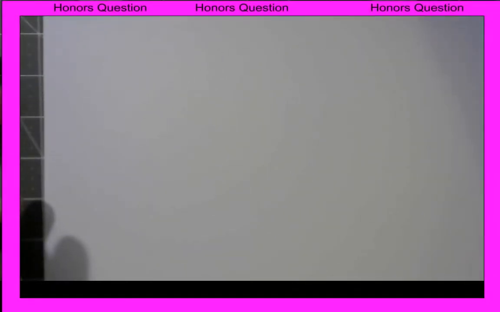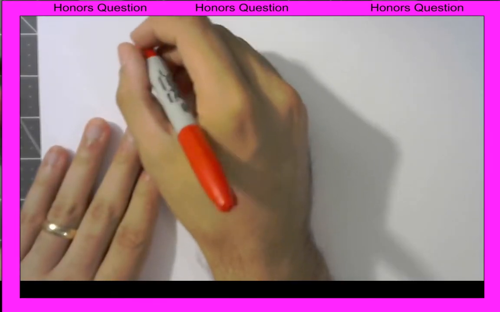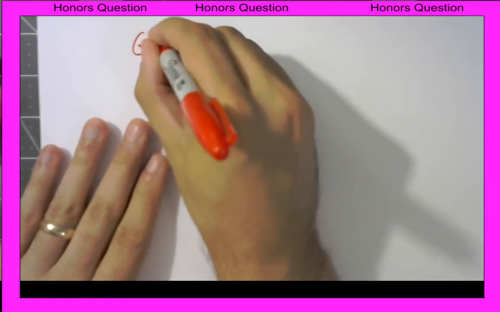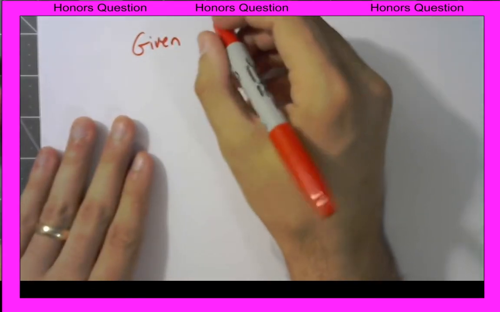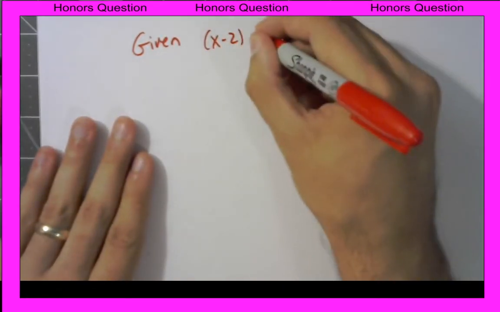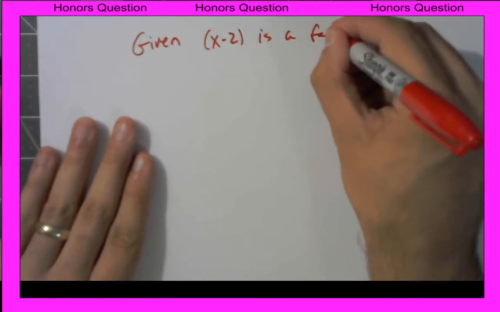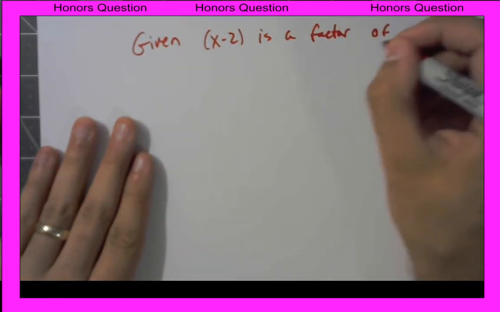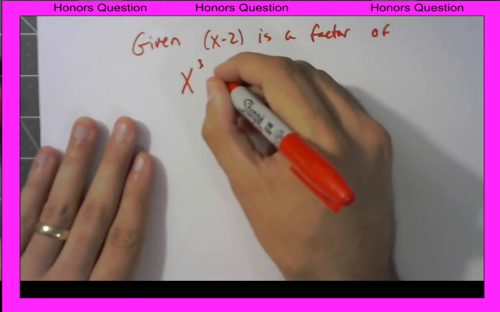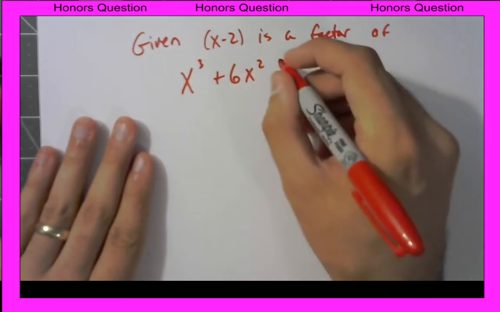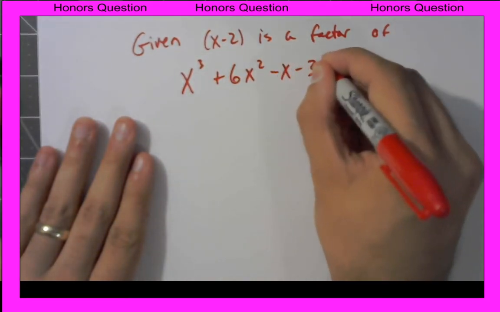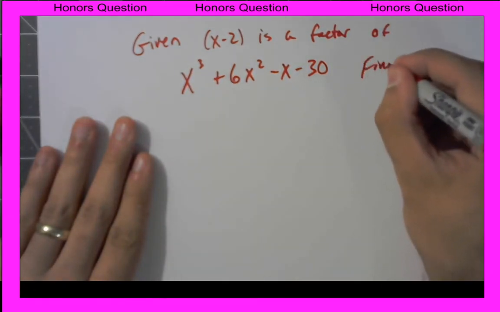So I'm going to do something in the middle of these questions you've asked. Let me turn this on because we're going to have just honors for this one. I believe Brock asked for this kind of question as well. So this is on the test: given x minus 2 is a factor of x cubed plus 6x squared minus x minus 30, find the others.